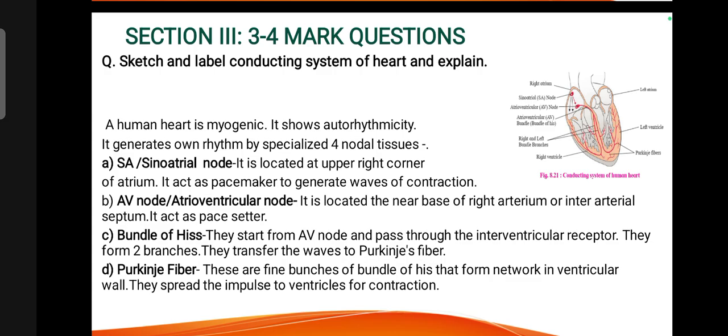The bundle of His starts from the AV node and passes through the interventricular septum. They form 2 branches. They transfer the wave to Purkinje fiber. These are fine branches of the bundle of His that form a network in the ventricular wall. They spread the impulse to the ventricles for contraction.